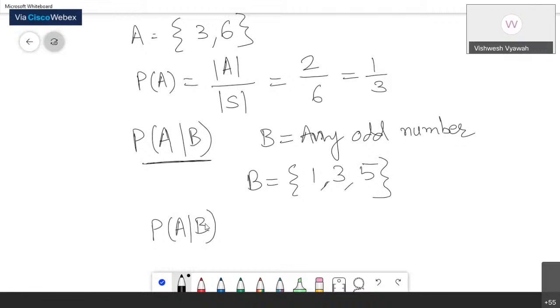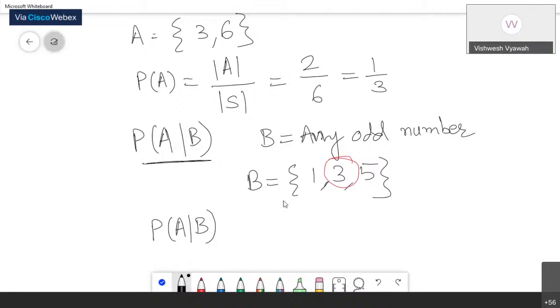Now the point is your event B has occurred. Event B has occurred means any odd number has come. Now what is the probability that that number will be divisible by 3? When B has occurred, you can say that either 1 has come or 3 has come or 5 has come. Now out of this, what is the probability that that number is divisible by 3? So we know that this is the number which satisfies this basically.